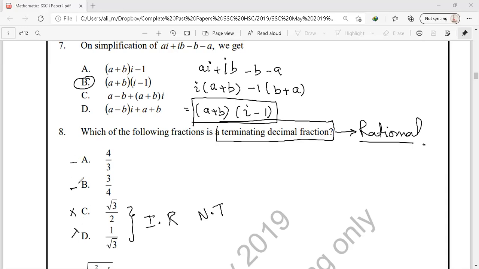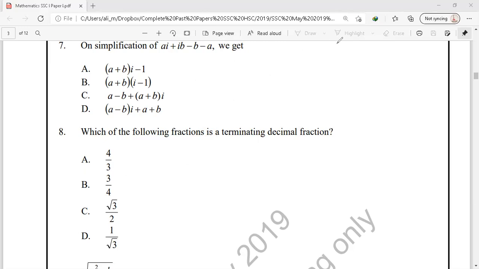In these two options, we have both rational numbers, and a rational number can be terminating and non-terminating as well. So if we calculate these two terms, 4 over 3 and 3 over 4, 4 over 3 is a rational number, but it is non-terminating and recurring. So option B is the correct answer, in which 3 over 4 is a rational number that is terminating. So option B for question number 8 is the correct answer.